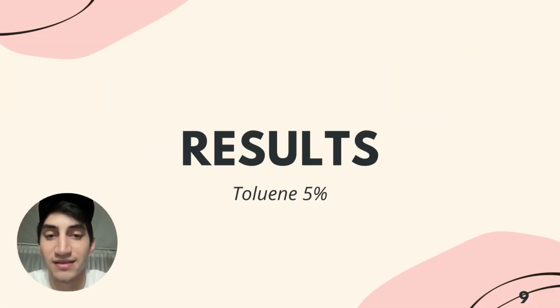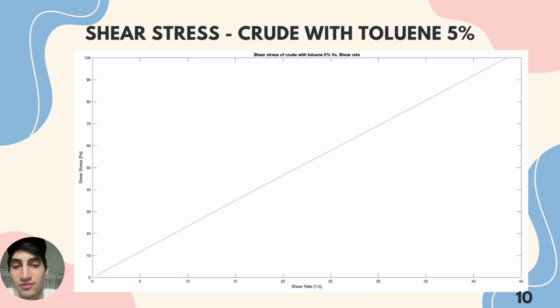Now we will present the results obtained in the lab. Our group had to mix the crude oil with toluene at 5% concentration. First we have the graph that plots shear stress of crude oil with toluene 5% versus shear rate. The shear stress is measured in pascals and the shear rate is measured in 1 over seconds.